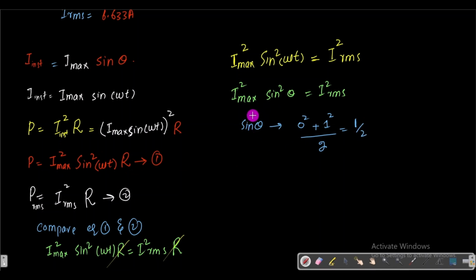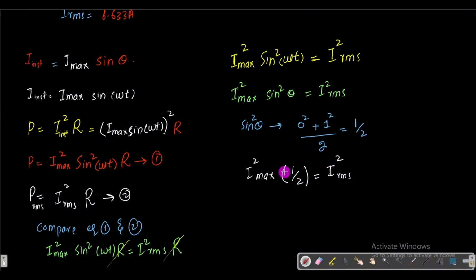Here, instead of this sine square theta, I will put one over 2. So this value will become I max square, instead of sine square theta I put one over 2, and which is equal to I RMS whole square. So I am interested in the I RMS.